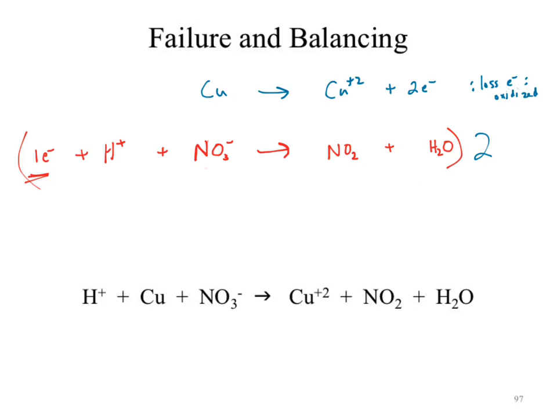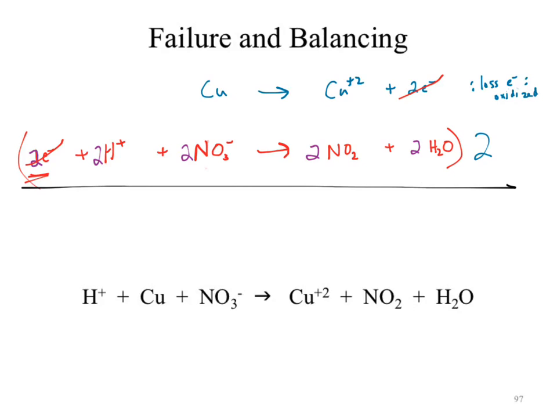So how many electrons do we then have? 2. How many hydrogens? 2. Nitrates, 2. Waters, 2. Nitrogen dioxide, 2. Now the electrons would cancel out. Now what can we do? We can add it all together. Copper plus 2H plus 2 nitrate go to copper plus 2.